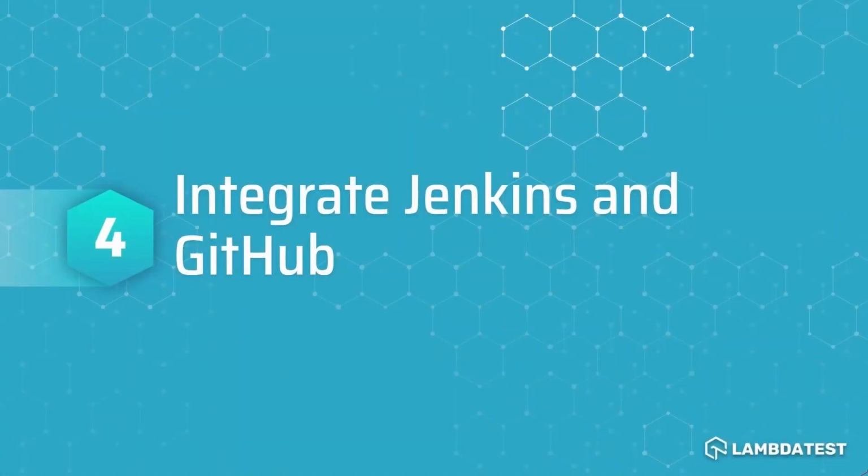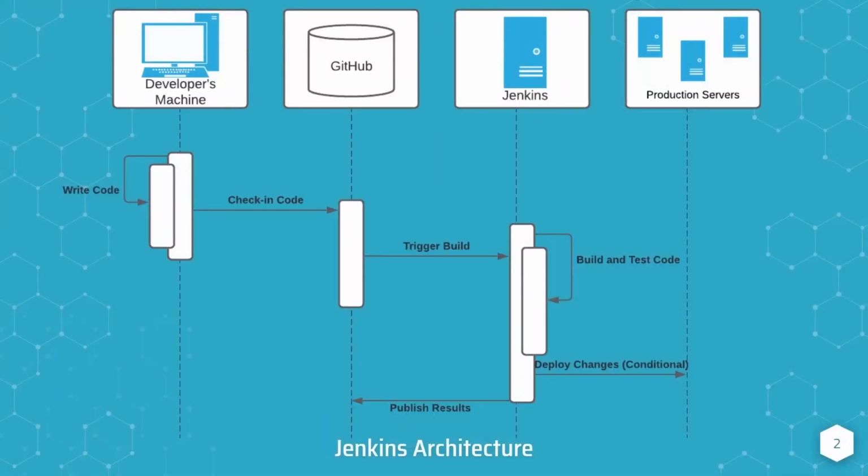In this video, we're going to integrate our Jenkins instance with our GitHub account. You probably remember this diagram from an earlier video describing the Jenkins architecture. What we'll be focusing on in this video is automating the trigger build and publish results steps in this sequence diagram.